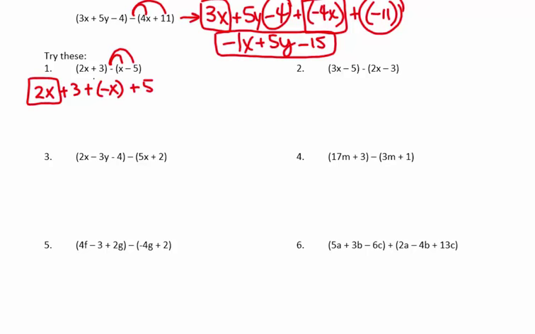I have 2x and negative x, that's a negative 1. Remember there's a 1 in front of the variable. So I get x, or 1x, and then I have 3 and 5, those are both positive, so that's plus 8.